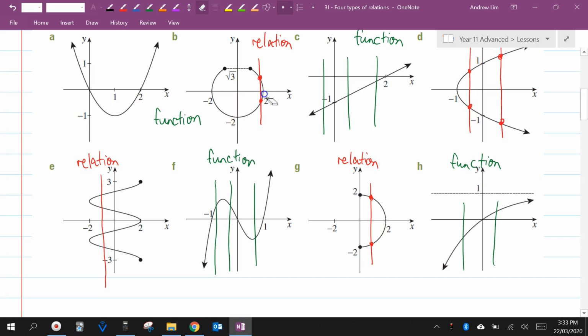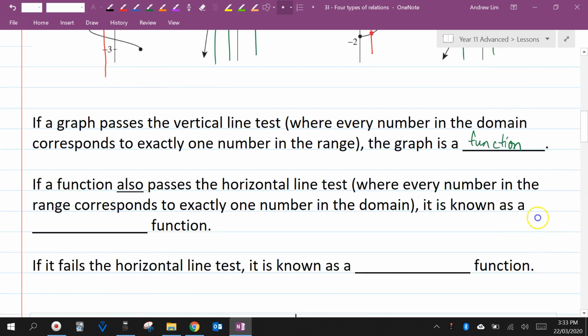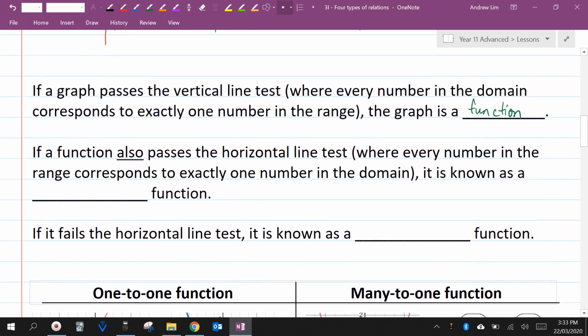Whereas for question B, for example, for an x input of whatever number that is, will give us two y outputs. And that's why it's not a function. So if a function also passes the horizontal line test, where every number in the range corresponds to exactly one number in the domain, so the opposite, it is known as a one-to-one function.